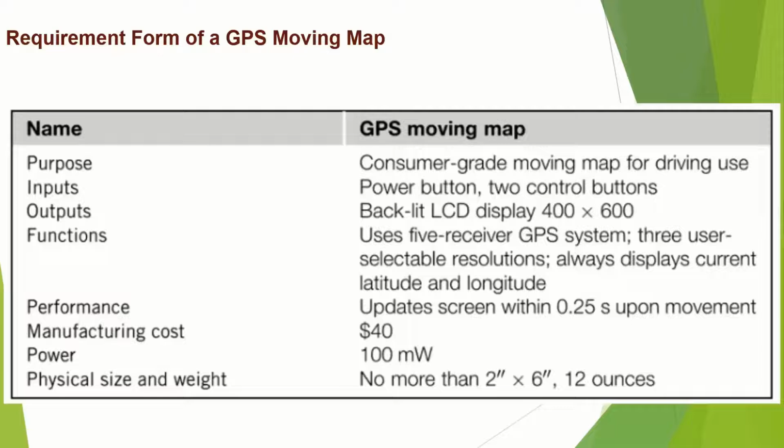The requirement analysis of the GPS moving map is done here. The name for the design is given as GPS moving map. The purpose of this design is to be used for diving purpose. The power button and control buttons are the inputs. LCD display is the output. The function of the design is that it always displays current latitude and longitude.